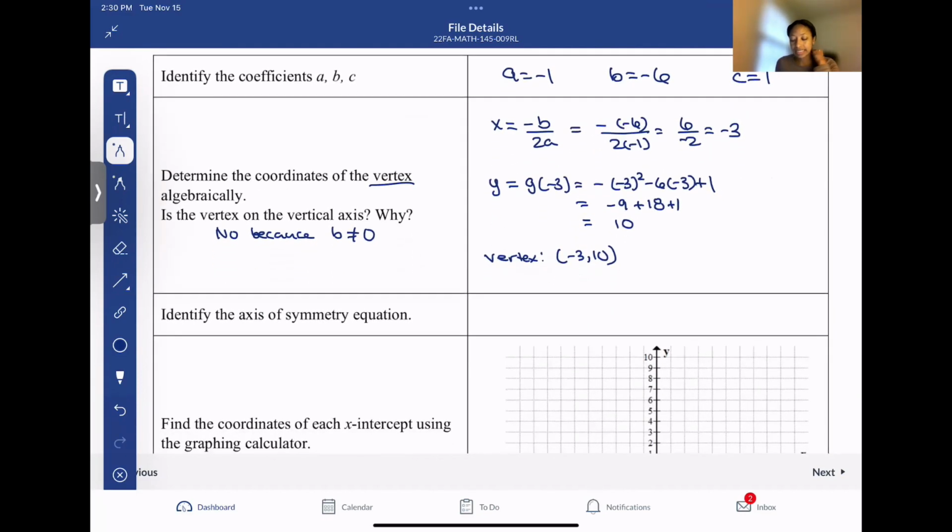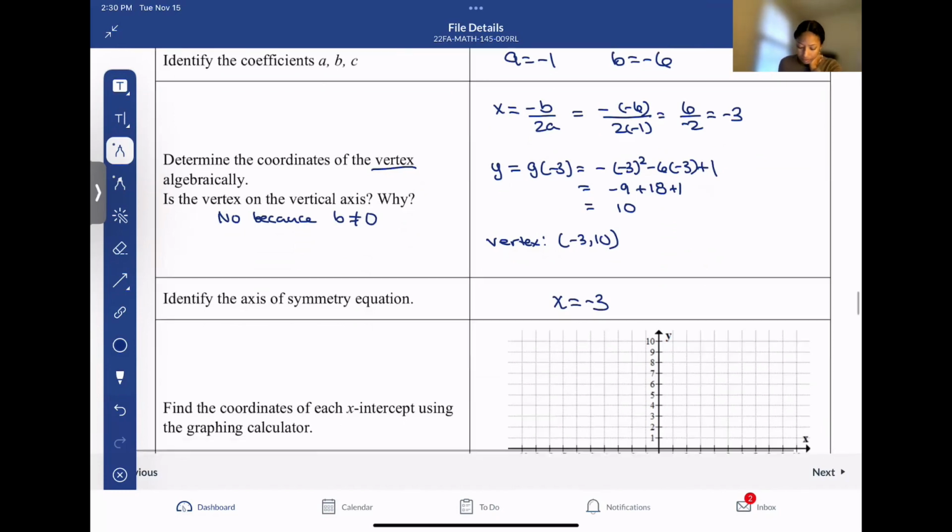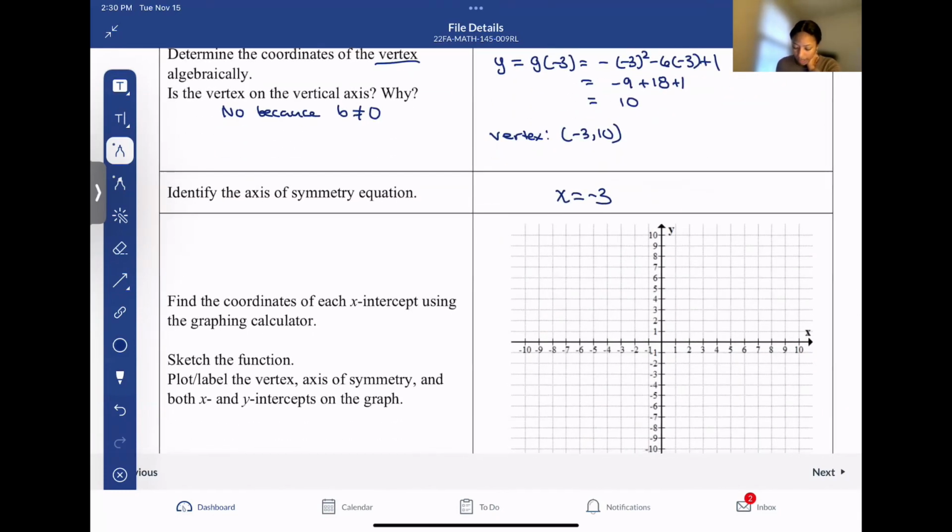All right, the axis of symmetry. We already did the work for it. We saw that the x coordinate was -3, so x equals -3 is the axis of symmetry. That is the vertical line that will split our parabola in half. We weren't asked for the y-intercept explicitly, but we can find it. We know c is equal to 1, so the y-intercept is (0, 1).